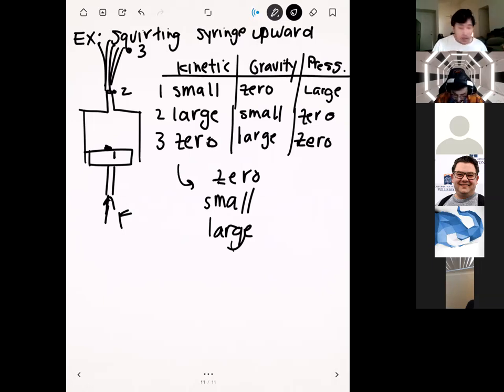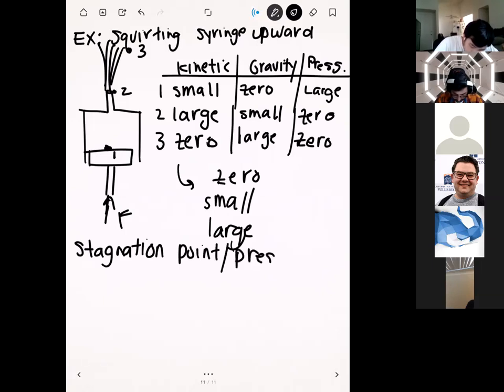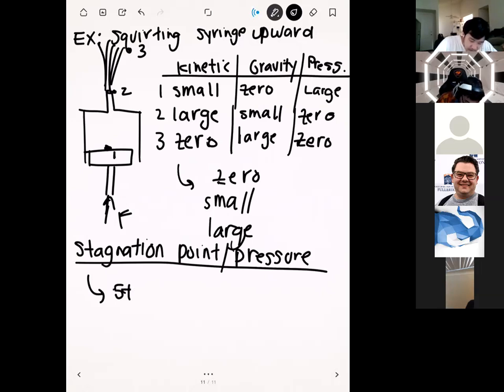Okay, so I do want to cover maybe one more point before we leave, and that's this idea of a stagnation point and a stagnation pressure. Stagnation is a very important concept in fluids, okay? And it's a very long word, but all it basically means is that the flow has 0 velocity. If you're familiar with the term stagnate, then stagnation is the same thing.